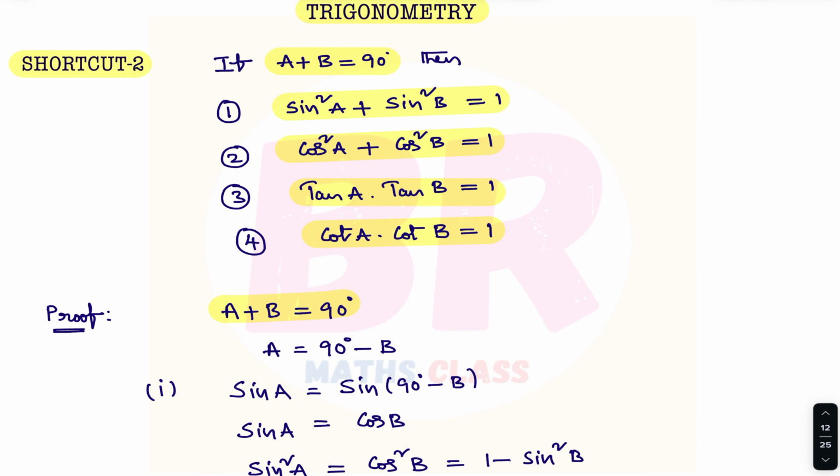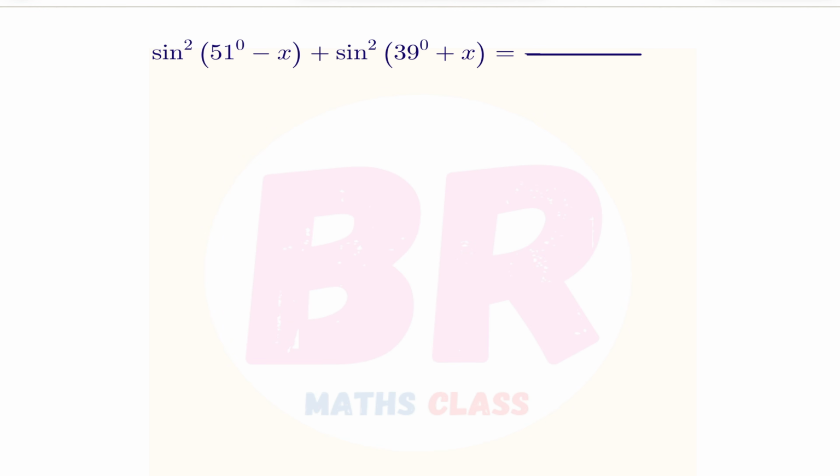So I derived these four results. Actually, we use them as formulas. Now we do problems based on this shortcut. We use it as a shortcut so that we can solve many problems a bit quicker. You see this question, sine square 51 degrees minus x plus sine square 39 degrees plus x. How to solve this problem?